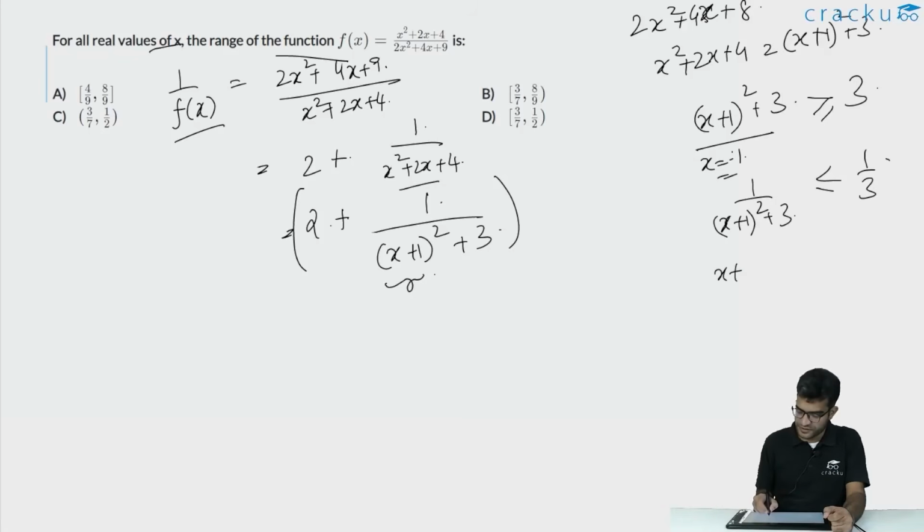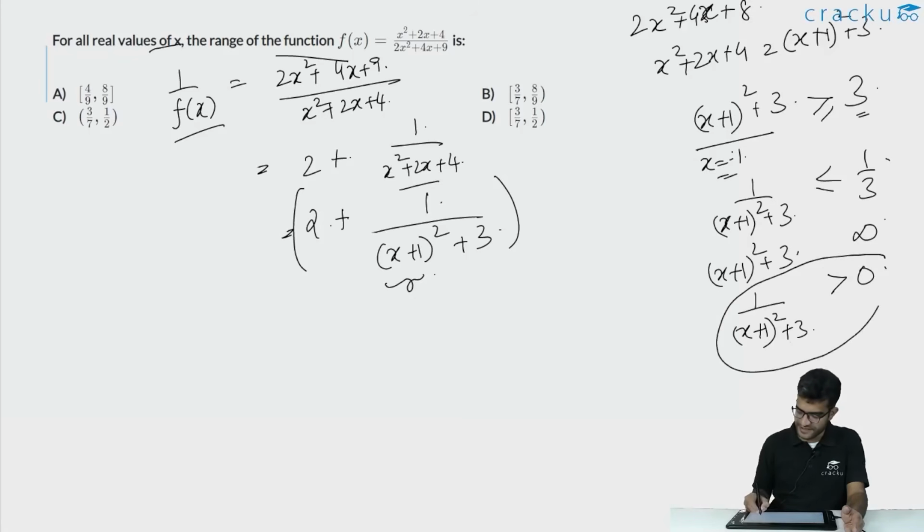Similarly, for x plus 1 whole square plus 3, the minimum value is 3 and for the maximum value, there is no limit. The maximum value can be any number. It can be 1 lakh, 10 lakhs, 1 crore. It can become very, very large. It can become essentially equal to infinity. So the value of 1 divided by x plus 1 whole square plus 3 is basically greater than 0. For any value of x, if you make x a very large number, then 1 divided by x plus 1 whole square plus 3 will become very small, but it will not equal 0.